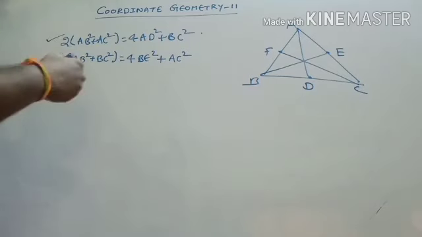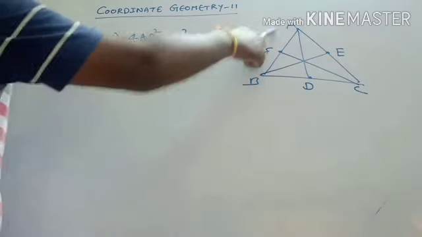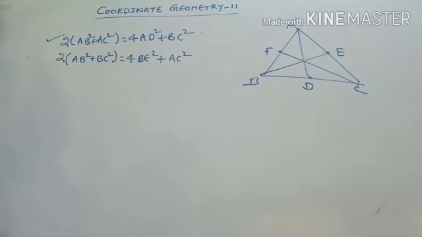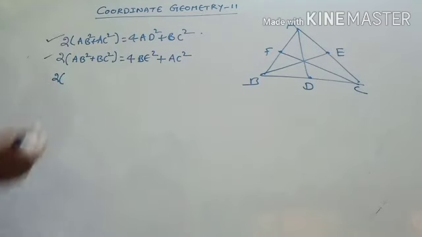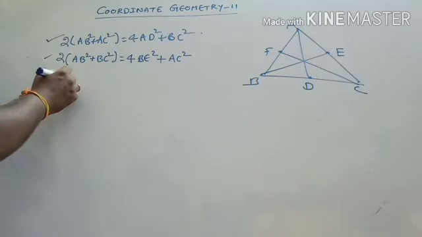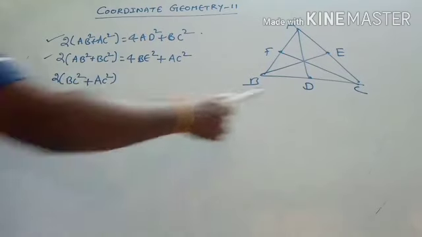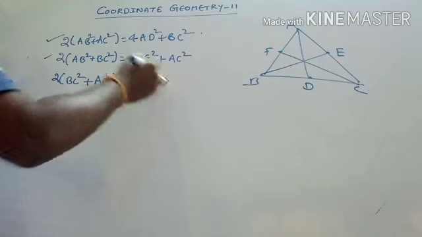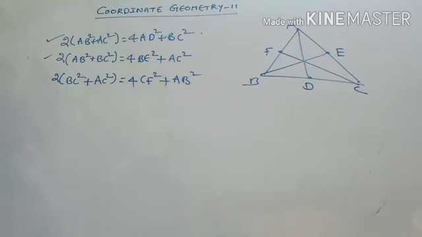In the same way we can get the other relations also. The other two relations, my dear students: 2 times of (AB square plus BC square) is equal to 4 into BE square plus AC square, by the same Apollonius theorem, which is used to find the length of the median. Now we completed two. The third one is 2 times of (BC square plus CA square), that is equal to 4 into CF square plus AB square.